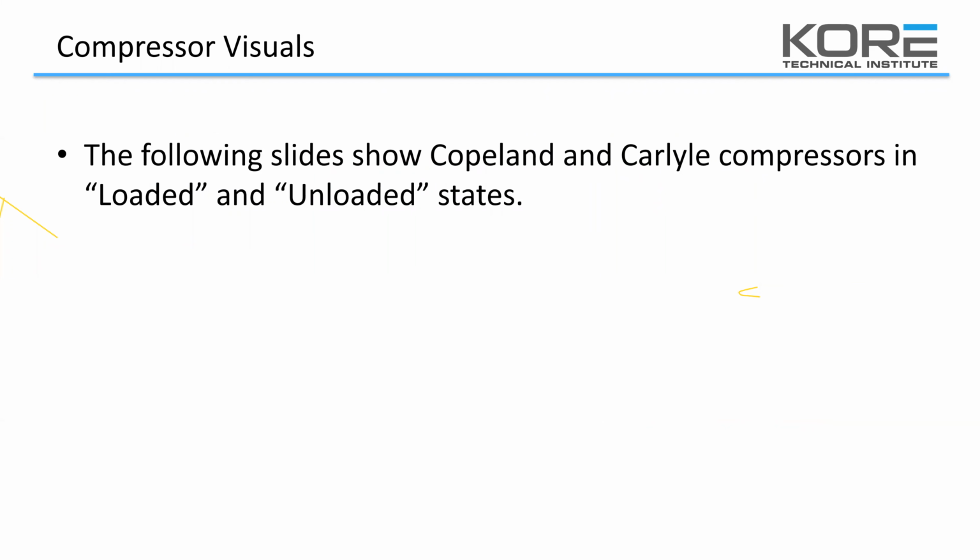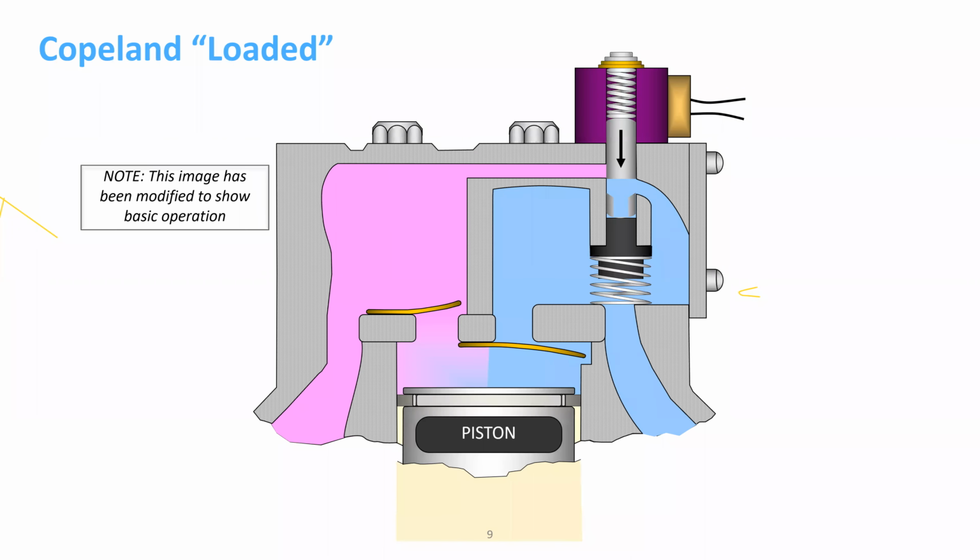So now we're going to show a little bit of detail of the Copeland and Carlyle unloaders in loaded and unloaded states. So you can kind of see a little bit of the internal flow of what's going on and how Copeland differs from Carlyle. Effectively, no matter what compressor manufacturer you have, they're all effectively doing the same thing. They just have their own way of doing it.